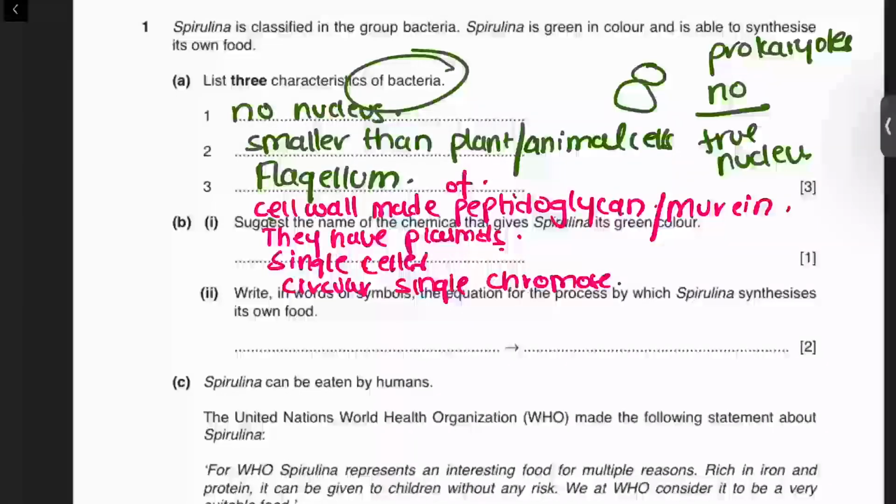Now, if I say bacteria have no nucleus, that is common, right? If I say they are smaller than plant and animal cells, common. It's a fact. They have a flagellum, common. Not every bacteria has a flagellum, but it's a common feature. Cell wall made of peptidoglycan or murein. Basically, all bacteria have that. Have plasmids, single cell, circular single chromosome, all of that is common. So it's best if you stick to those very specific common features. You may be right, but the mark scheme doesn't accept it.